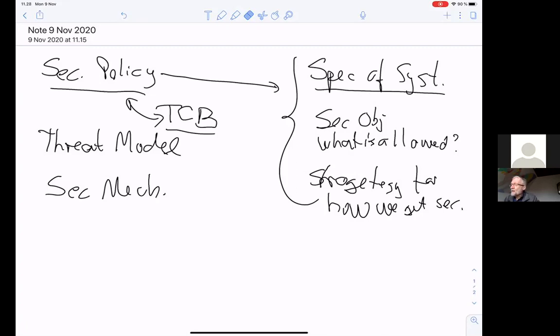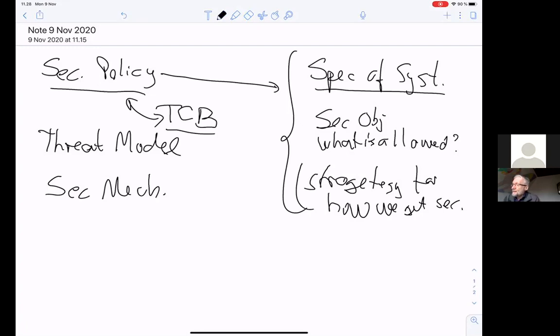So this strategy here is not something that is always there, but often is.